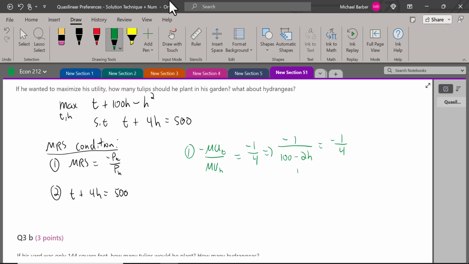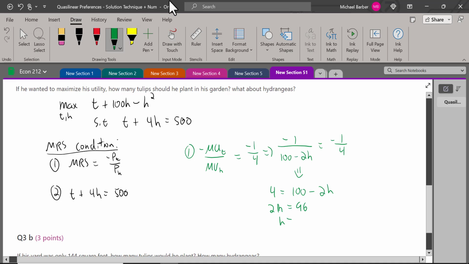I'm just going to work my way down now. So 4 equals 100 minus 2 times H, just cross multiplying. 2H equals 96. So H equals 48, H star.